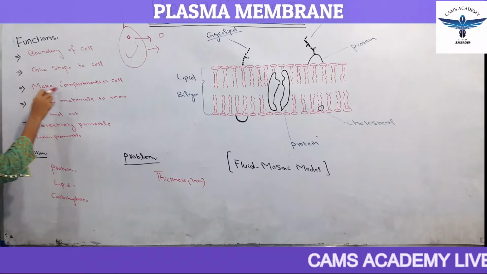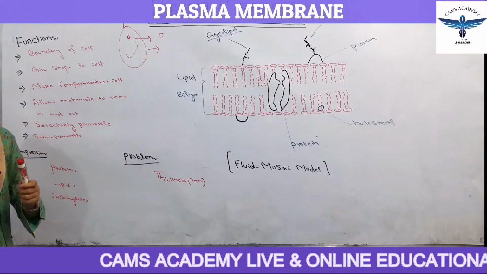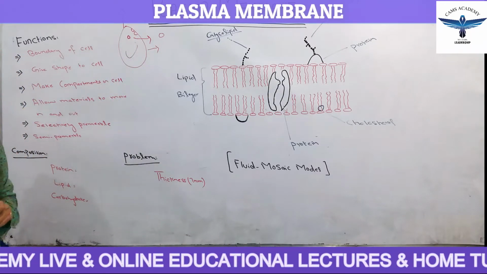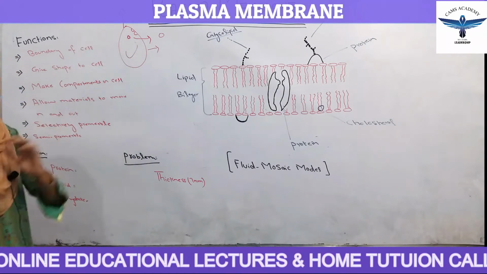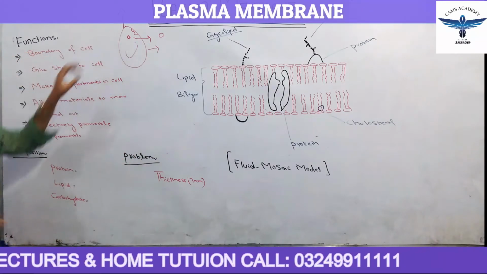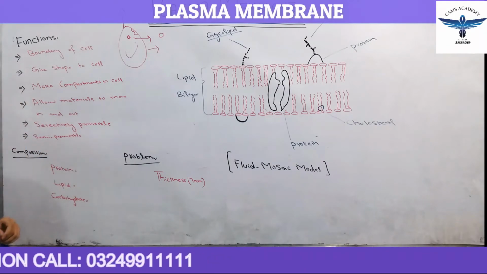The next point is that they make compartments in a cell. In a cell membrane, there are compartments in which one cell is separate from another cell. One cell is separate from its neighbor cell. This cell membrane or plasma membrane makes a compartment in a cell.